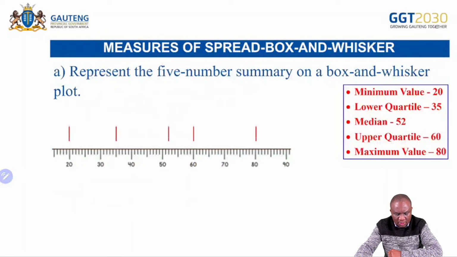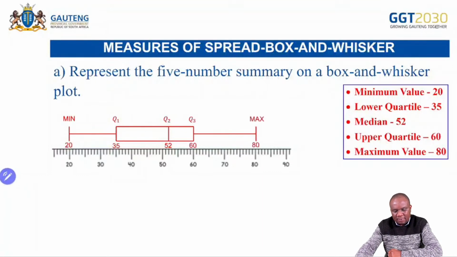And then we can draw our box from the lower quartile to the upper quartile. That's the box there. And then we can add our whiskers. That's our box and whisker. Okay, right. And then we have our minimum. We have our lower quartile. We have our median. We have our upper quartile. And then we have our maximum.